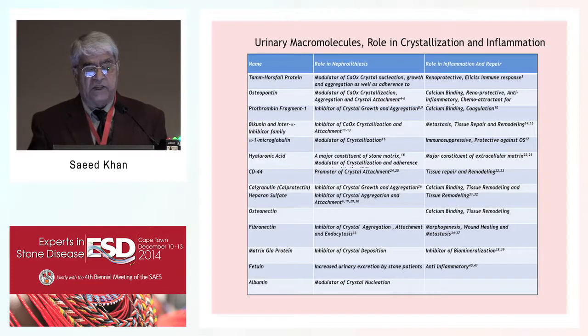So now, when they talk about inflammation, if you look at the same proteins that I showed you earlier, we all know what role they play in nephrolithiasis, but it turns out all those proteins play a role in inflammation too. Look at Tamm-Horsfall protein. Of course, we know what it does in nephrolithiasis, but it is also supposed to be renoprotective and elicit an immune response. Osteopontin is calcium binding, renoprotective, anti-inflammatory, a chemoattractant for monocytes, and on and on.